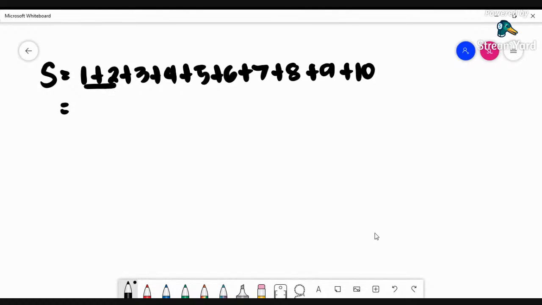So 1 plus 2 is 3, plus 3 is 6, plus 4, that's 10, plus 5, 15, plus 6 is 21, plus 7 is 28, plus 8 is 36, plus 9 is 45, and plus 10, that is 55. So therefore, the associated series, given that condition, the first 10 positive integers is 55.